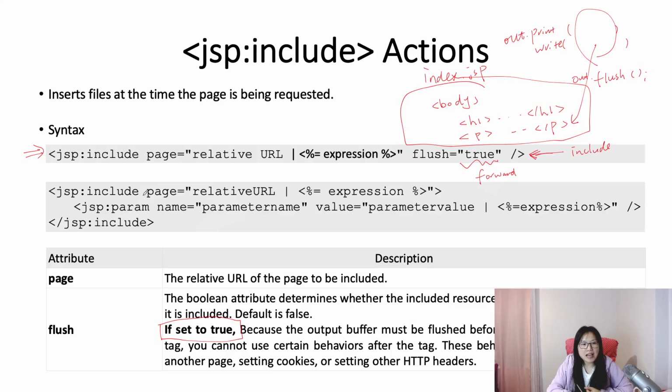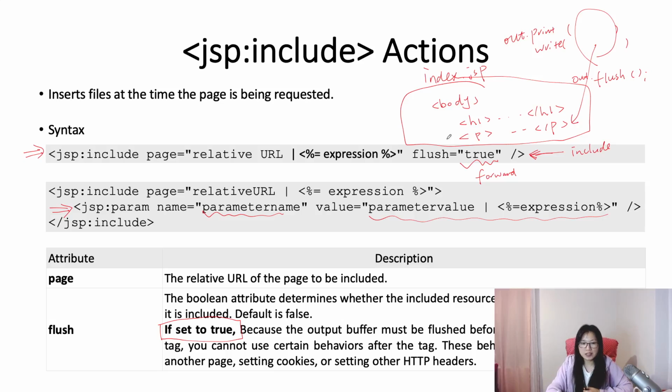And there's another one. We mentioned this JSP param when we talked about JSP forward. Here, the same, you can also add a JSP request parameter when we do include. And you can also retrieve the key value pair. This is the key, and this is the value in this included page.